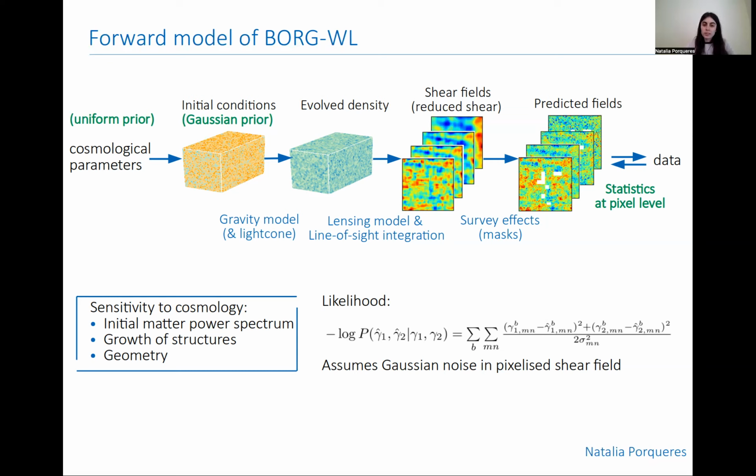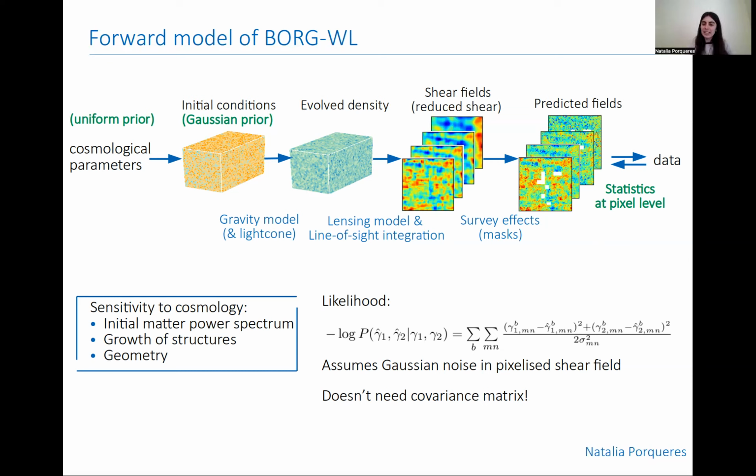So one advantage of this type of method also, yeah. Oh yes, sorry. Can I ask, so in your expression for the likelihood, it looks like you're assuming that the covariance in this shear is diagonal. Is that right? Yeah, right. So that was my next point. Oh, sorry. No worries.